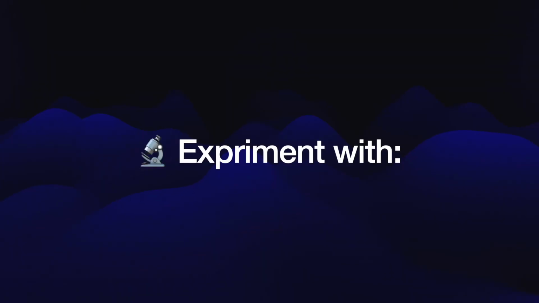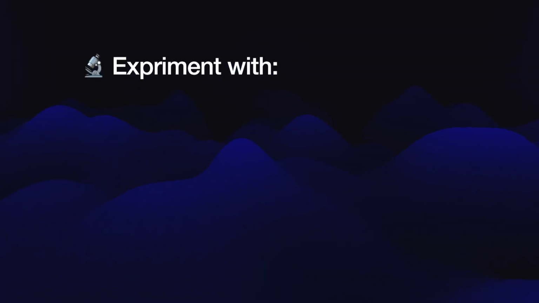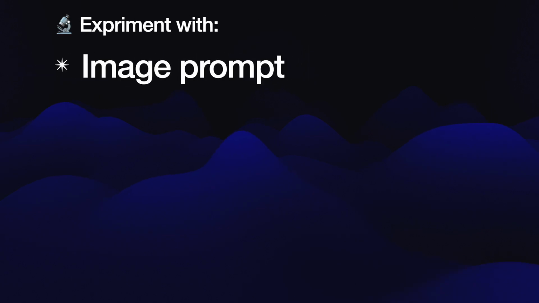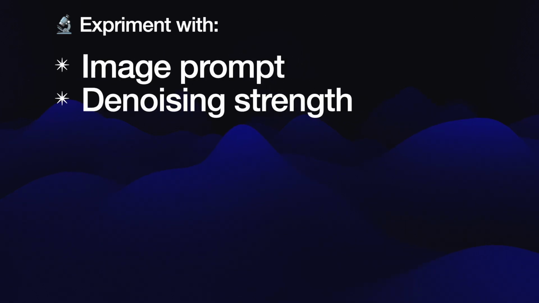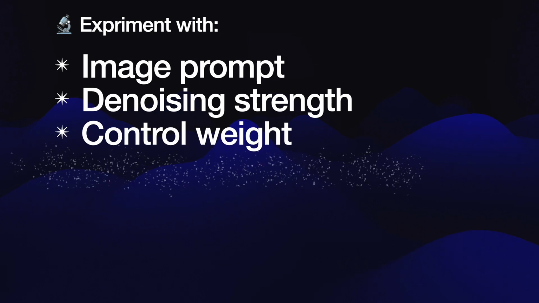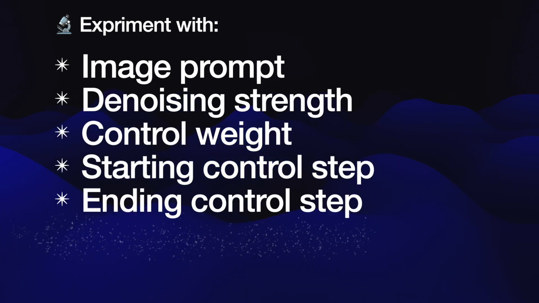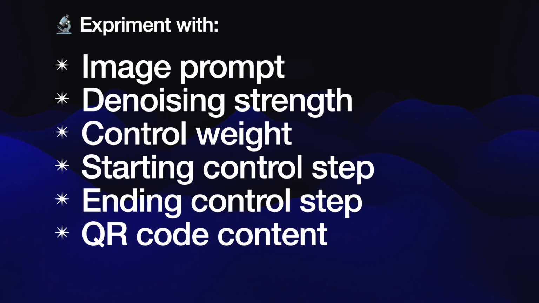Now, whatever approach you choose, you have to experiment with the following factors to get the best results: the image prompt, the denoising strength, the control weight, the starting control step, the ending control step, and the QR code content itself. It's important to remember there really is no one-size-fits-all solution because different images have different complexity and require a different approach. Now, by understanding these principles, you're going to get far better end results than if you were to just try to do defaults or use whatever settings everybody else is using, because there is no one-size-fits-all solution.